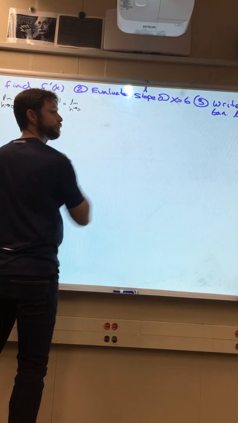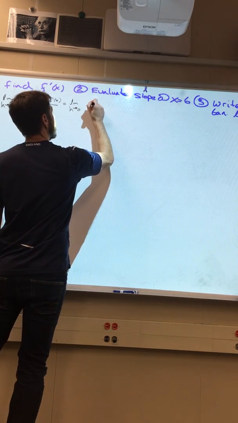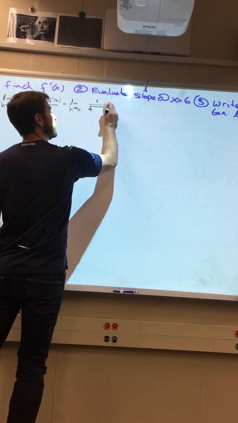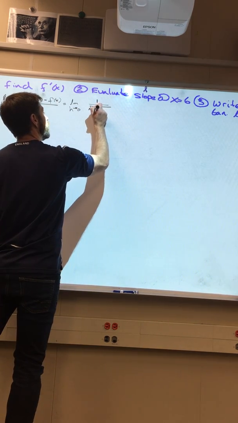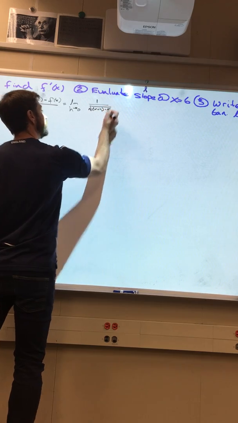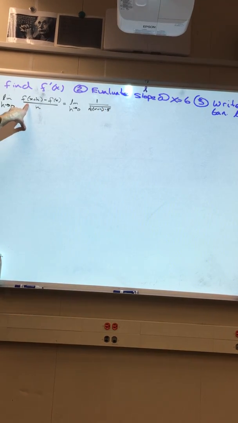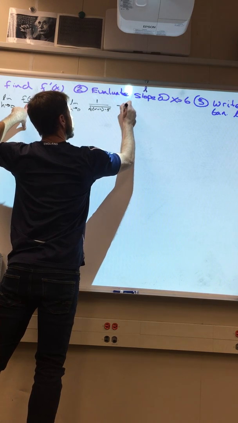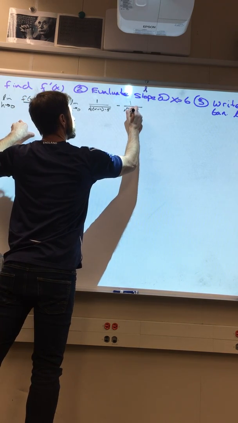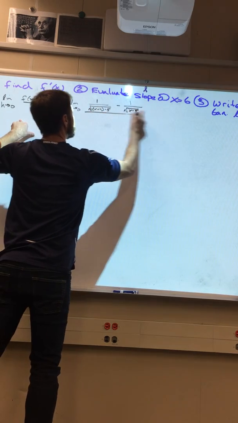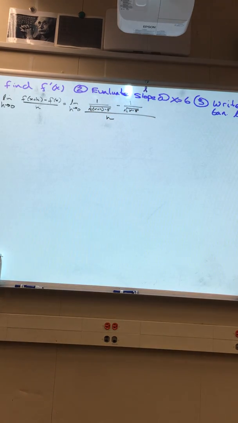I don't have the function in front of me. It was 1 over the square root of x minus 5, wasn't it? So then it's going to be 1 over the square root of x plus h minus 5. That's my f of x plus h, minus my f of x, the function as it stands, so 1 over the square root of x minus 5. And all of that mess is divided by h. If you don't mind, I'm going to delete all of this up here so that we can see a little bit. We can come back to that if we need to.